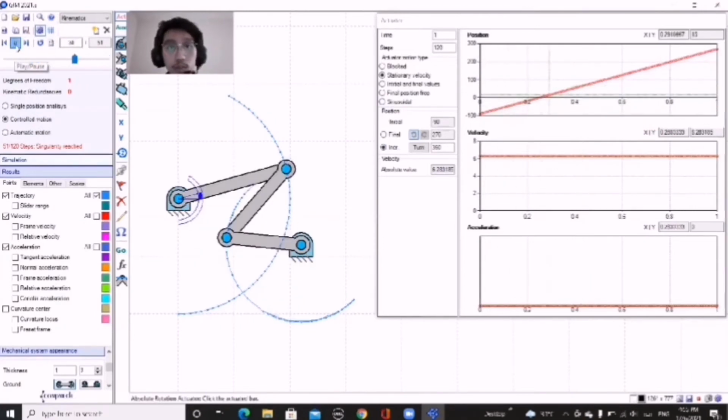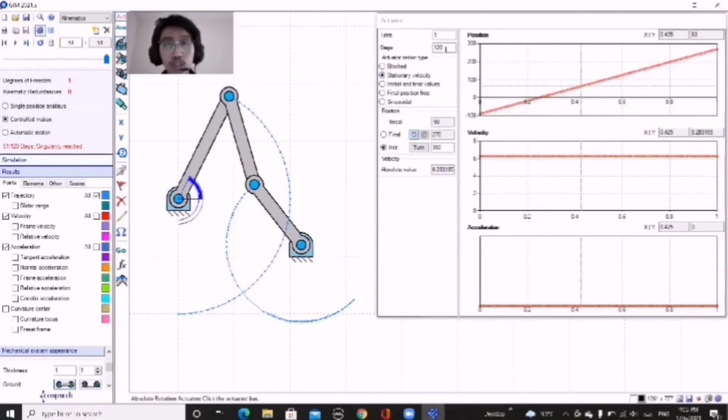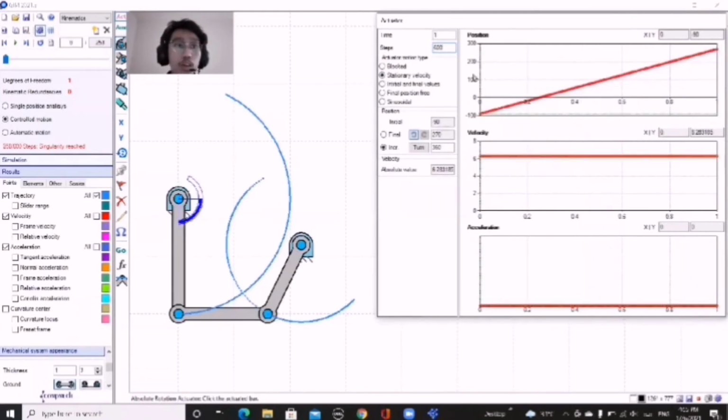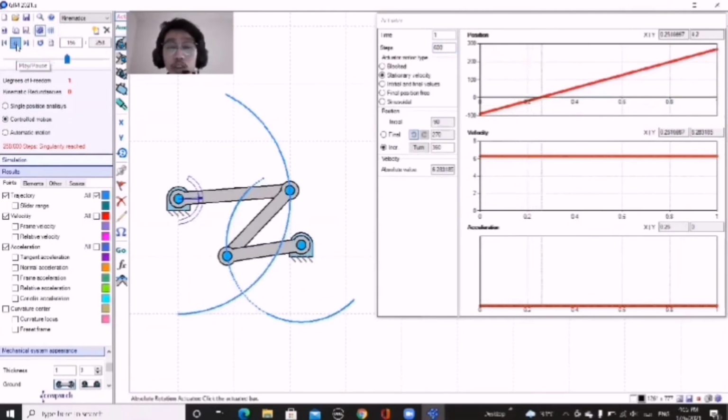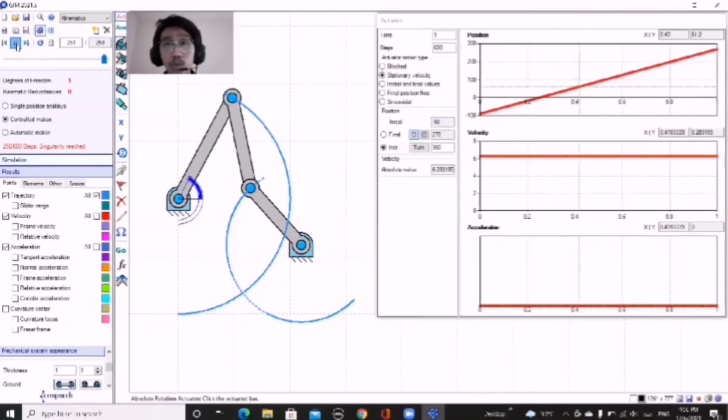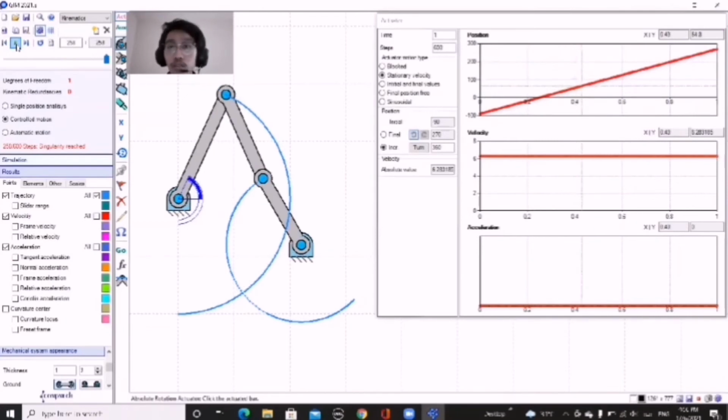So the movement is quite fast. So you can change the steps on actuator. You can change it to 600 steps to make it slow. So you can see this is the movement. You can watch it closely with detail, the movement of the joint and also the movement on the graph itself.